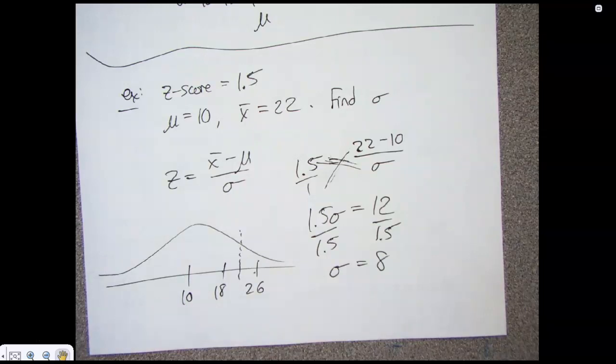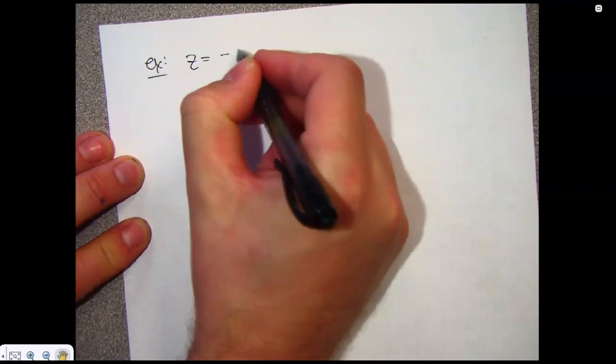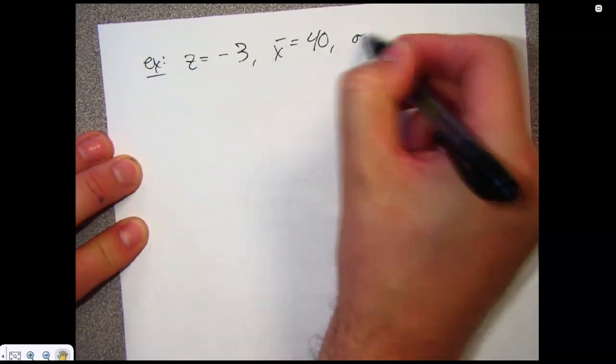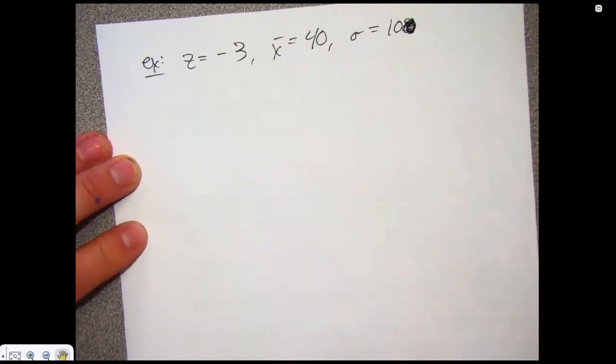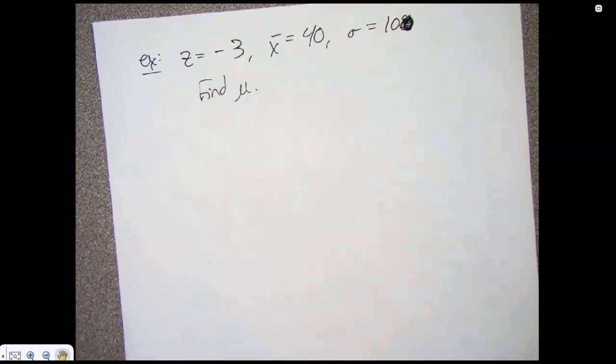Which one am I missing here? The mean. I could leave the mean blank also. I didn't do that yet, right? Alright, so let's say z equals -3, x bar equals 40, standard deviation equals 10. Find mu. See if you can do it without the formula.